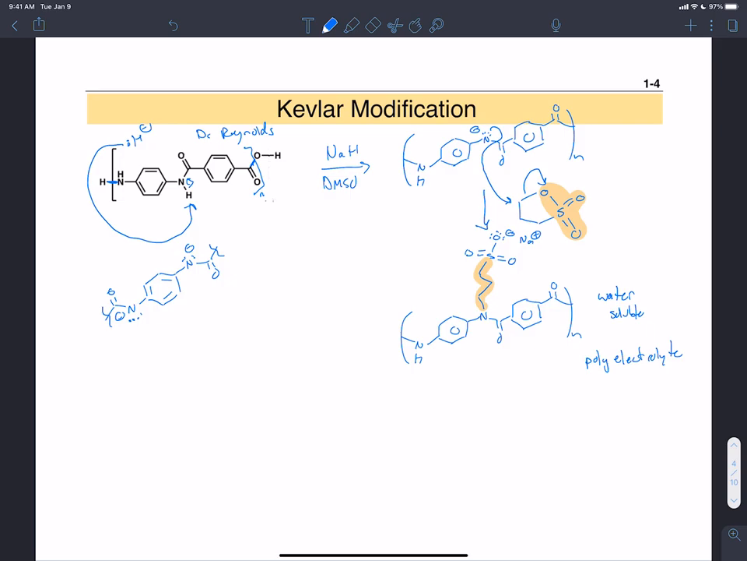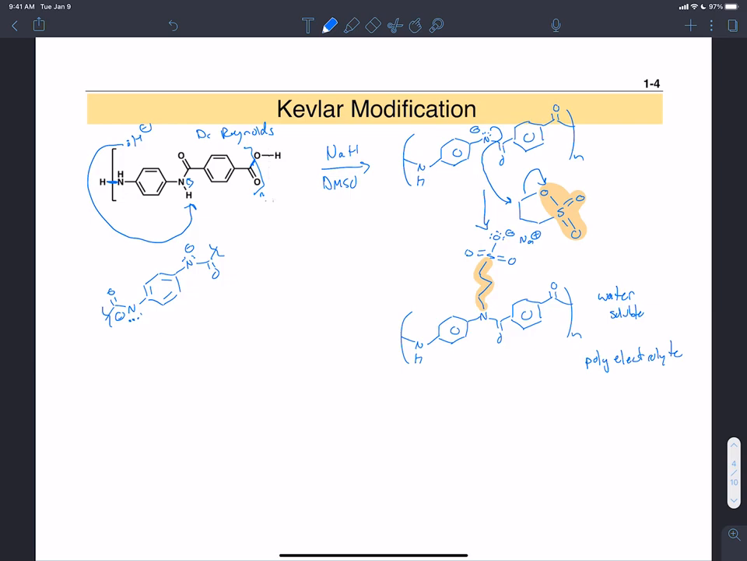Polyelectrolytes are actually one of the topics on this sheet. People have developed this field quite a bit since. So this is just one way that you can take Kevlar. Note that by putting on these modifications, you are going to be impacting the mechanical properties as well, because we do lack this, or it will hinder the formation of these hydrogen bond networks.